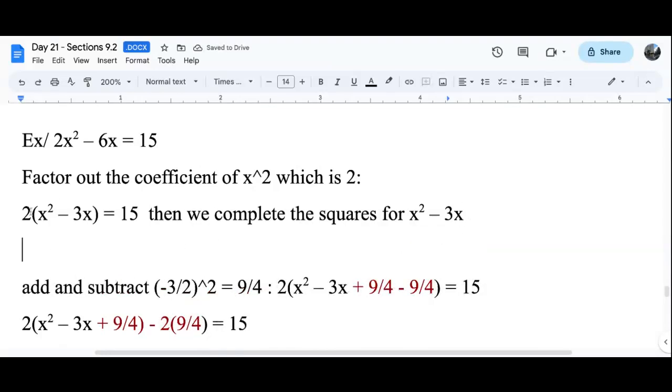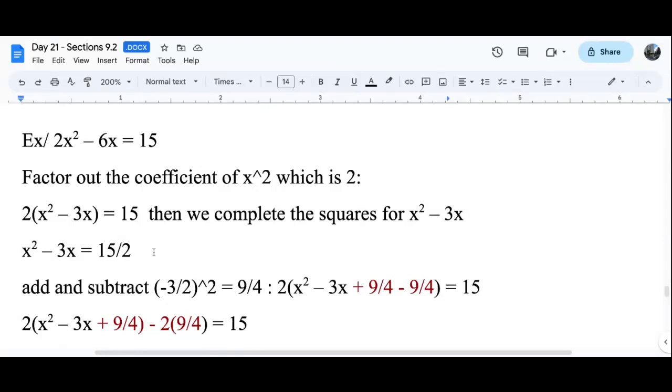This is the same as, because the fractions make people confused. So I have 15 divided by 2, right? I just divide by 2 on both sides. So I have x squared minus 3x equals 15 divided by 2.